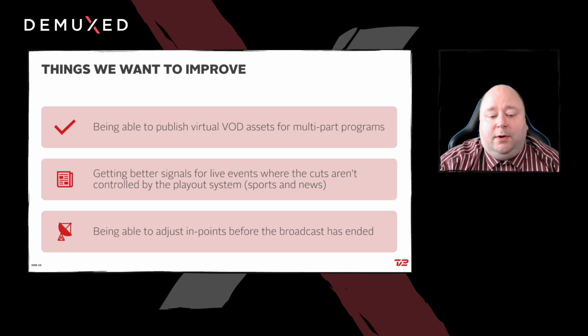We also want to allow our editors to adjust the endpoints of the broadcast while it's still ongoing. This would allow us to publish a corrected asset sooner, where we have accurate endpoints from the beginning when we first publish it to the platform.